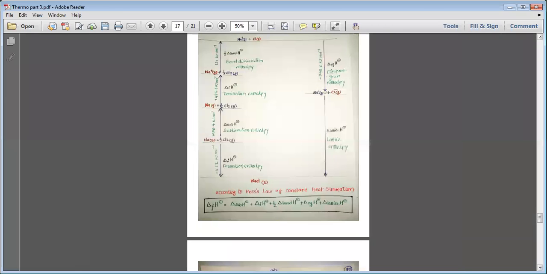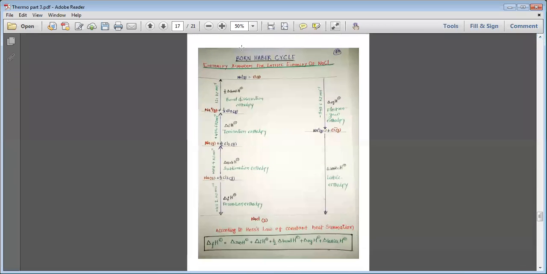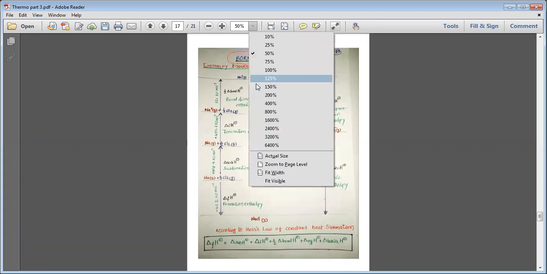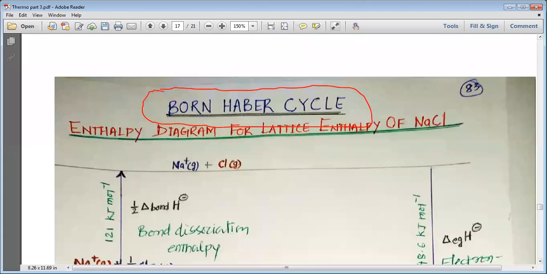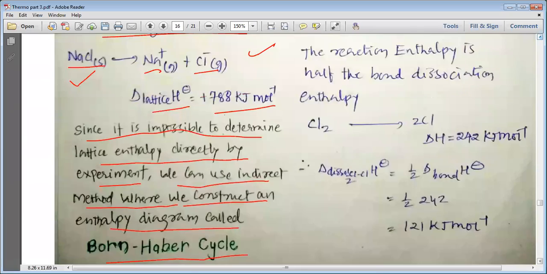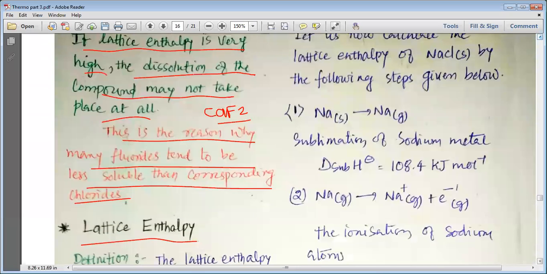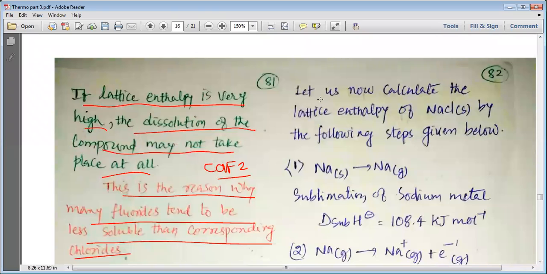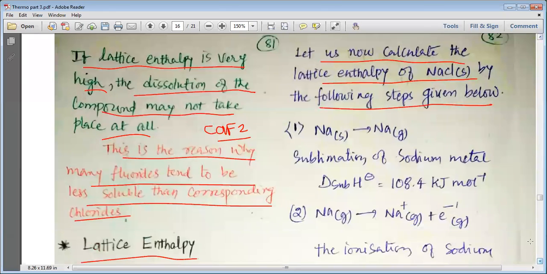You can look at this page, where I have shown you the Born-Haber cycle. We are going to study this cycle in detail. One by one, we will understand the processes, and then I'll explain it to you. Let's move on and understand the Born-Haber cycle to find out the lattice enthalpy. This is based on the process of dissolution. So let us now calculate the lattice enthalpy of NaCl by following these steps.